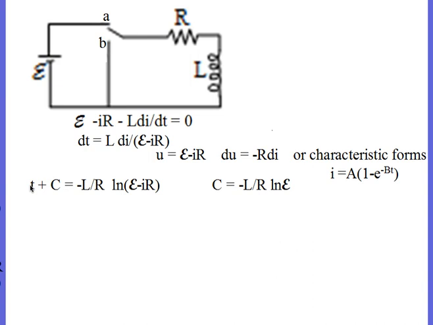If I put a 0 in for t and a 0 in for I, we can see that this constant of integration must be equal to this quantity.